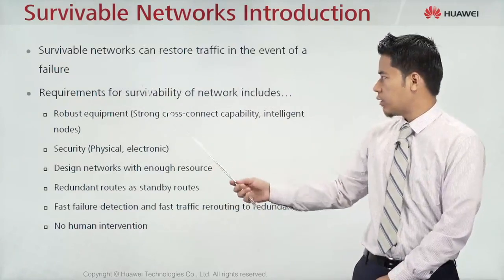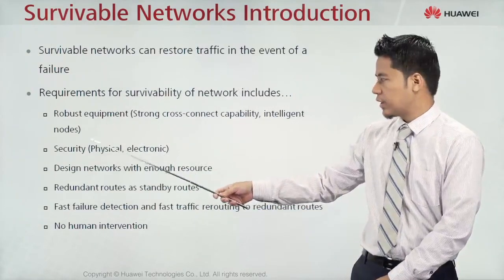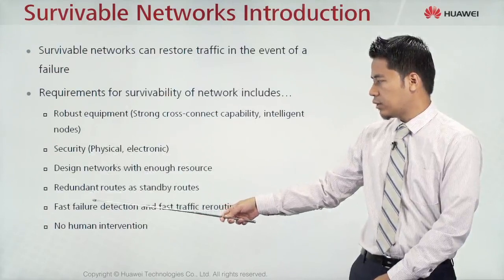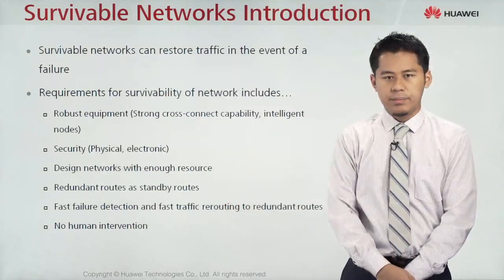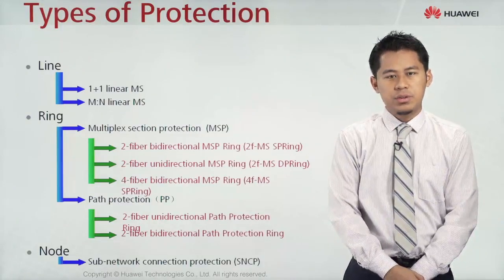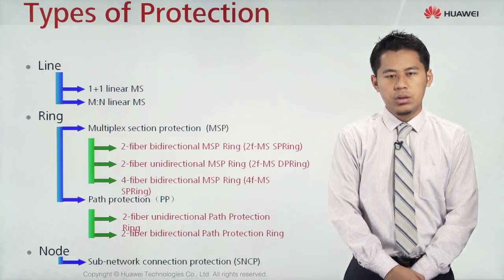In here, the requirements of network survivability include robust equipment, security in terms of design, redundancy, and also fast failure detection. In here, for the types of protection we have in SDH, we have three. The first one, of course, we call a line. The second, we call a ring. And the third one, we call a node.